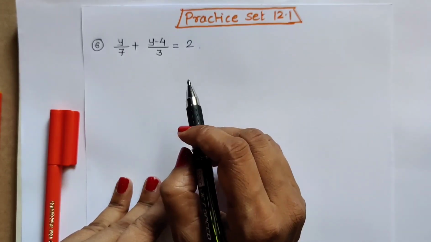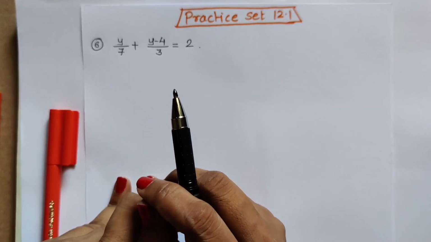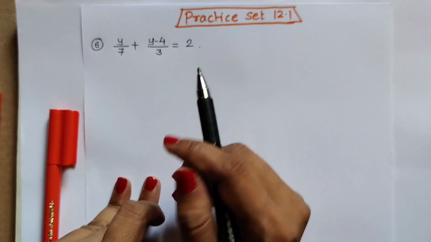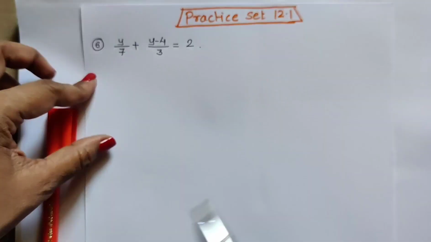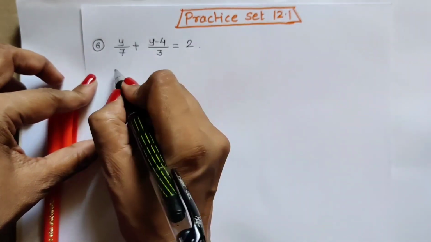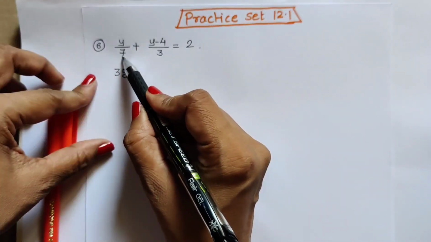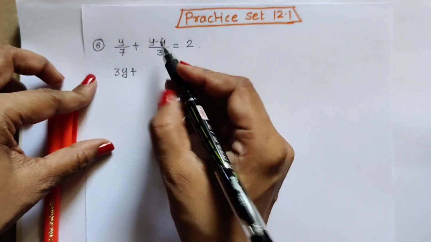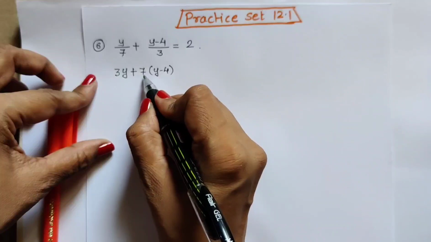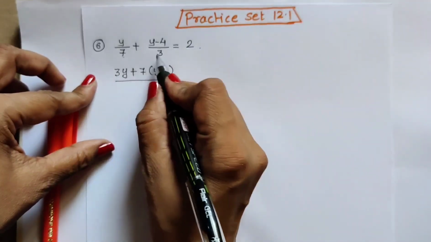Or otherwise you can solve it by the cross multiplication method. As I know you all find it easy to solve by cross multiplication, I will be showing you by cross multiplication only. Numerator of first multiplied by denominator of second, that means 3 multiplied by y is 3y, plus denominator of first multiplied by numerator of second. In this way cross we have to do. That means 7 multiplied by y minus 4. So I write like this, 7 multiplied by y minus 4, upon denominator into denominator.